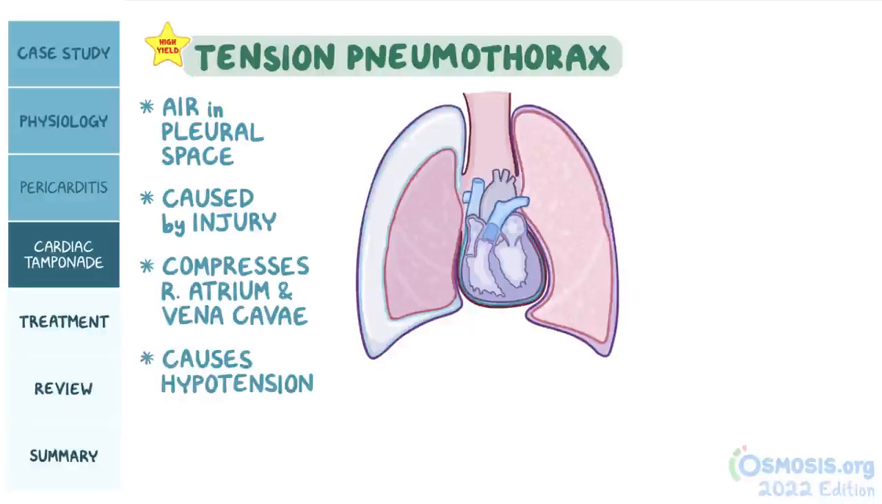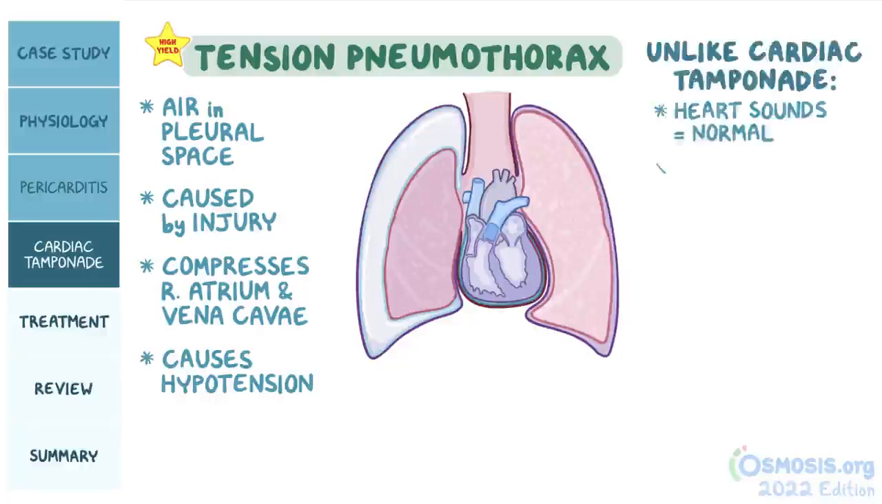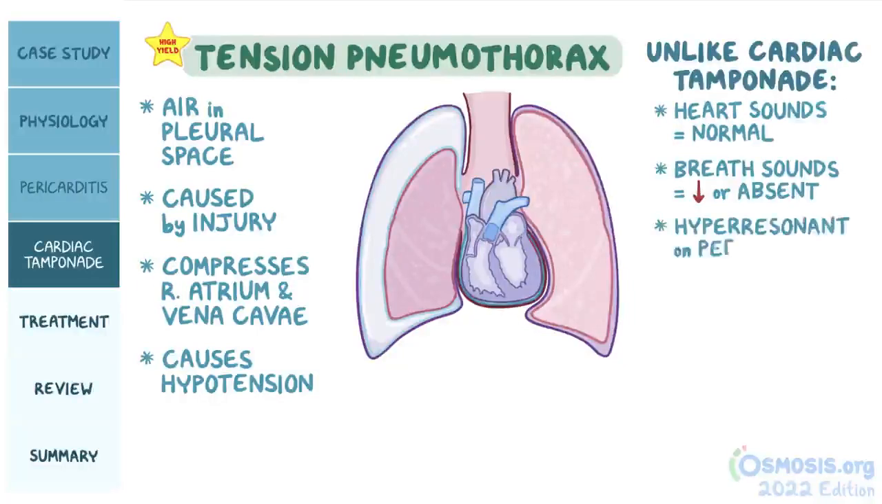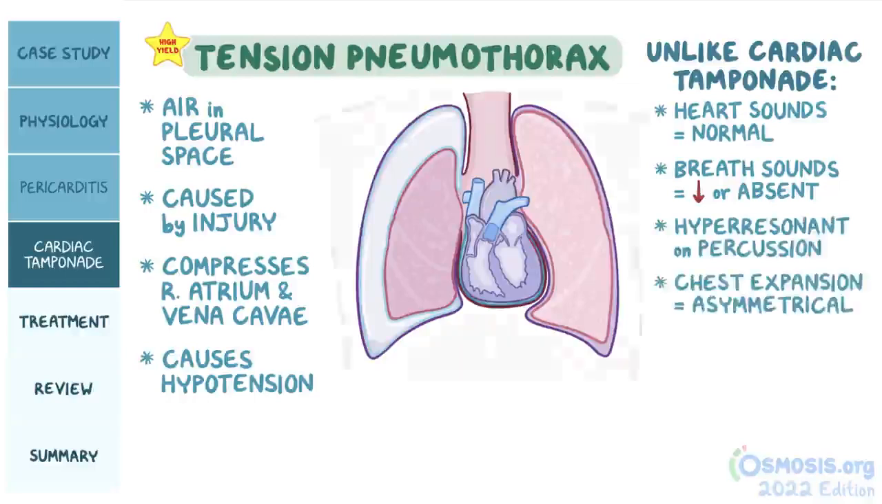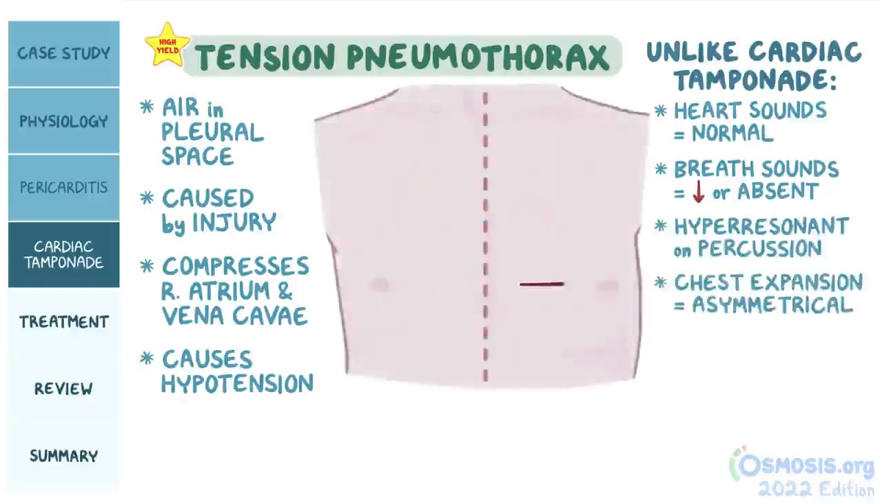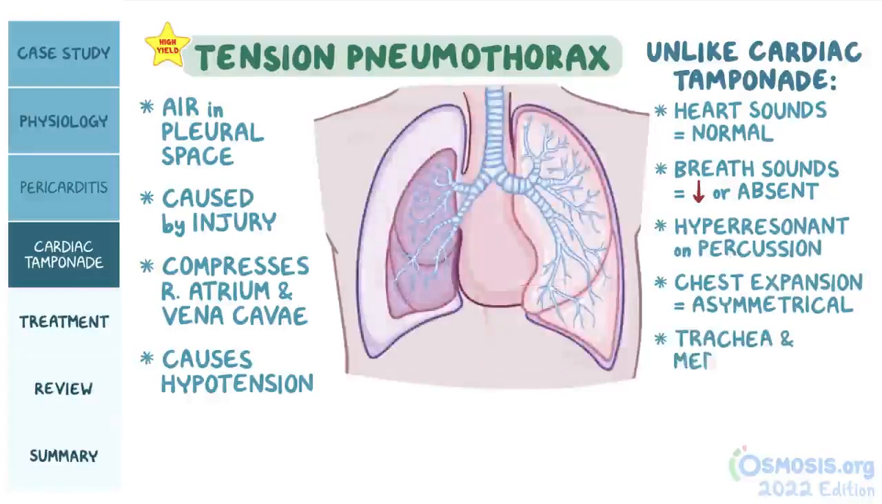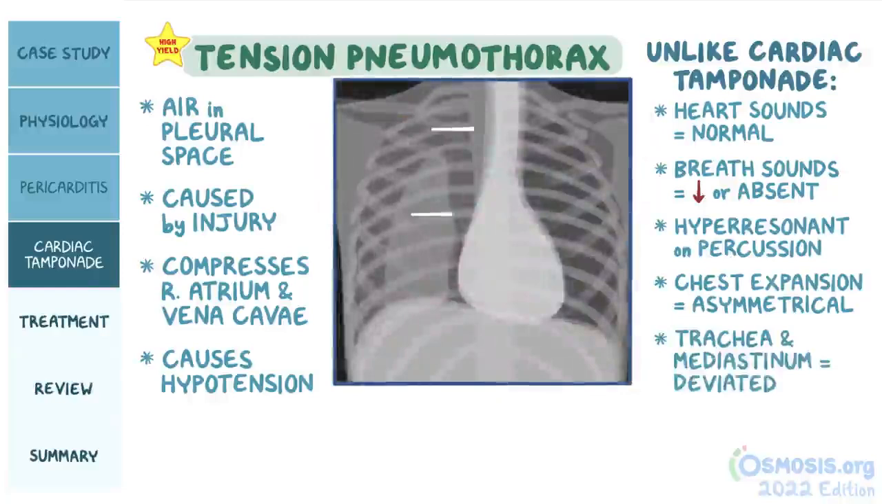Now, what sets it apart is that unlike cardiac tamponade, heart sounds are normal, while breath sounds are decreased or absent on the side of the injury, which is also hyperresonant on percussion. In addition, chest expansion is asymmetrical, and the trachea is deviated away from the affected side. And that shift of the trachea as well as the whole mediastinum will also be visible on a chest X-ray.